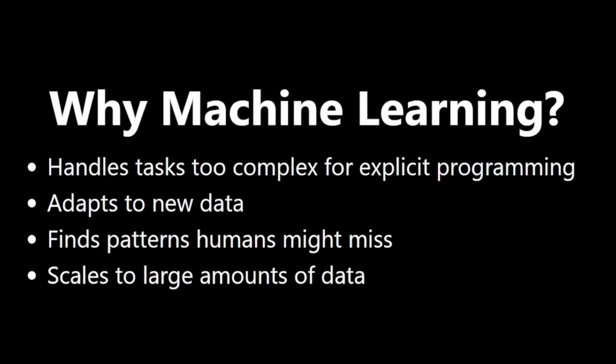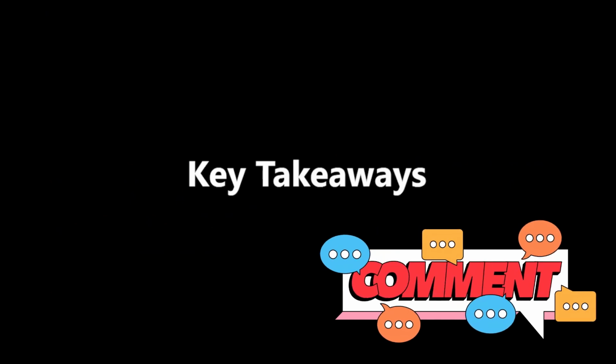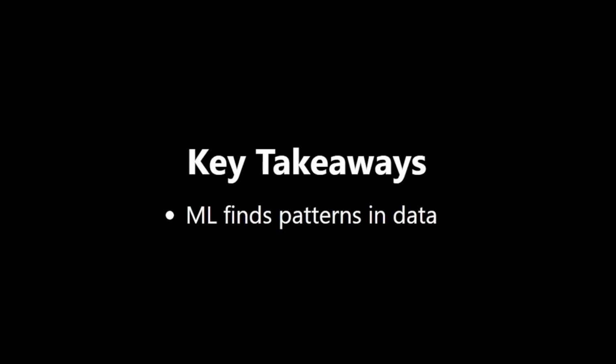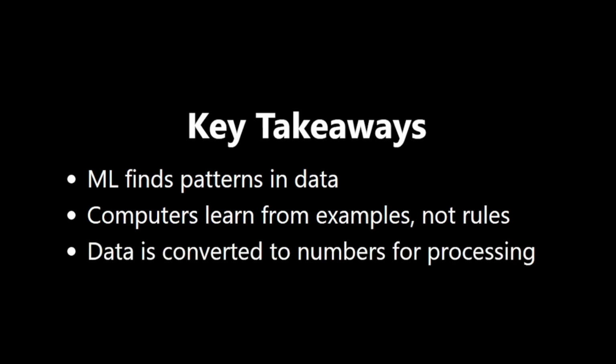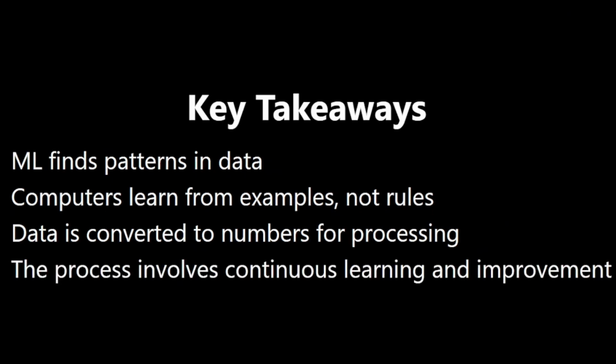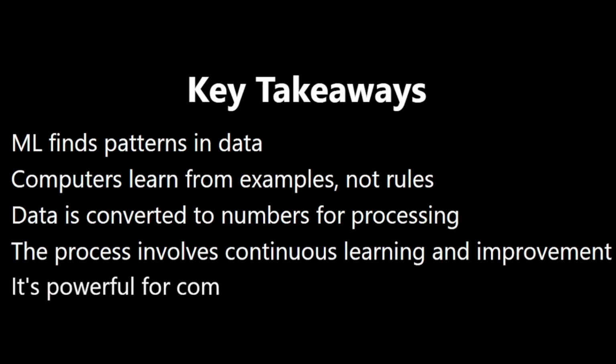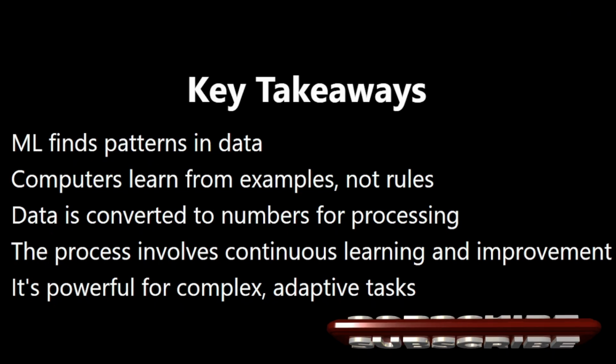Key takeaways. To wrap up, here are the key points to remember about machine learning. It's about finding patterns in data. Computers learn from examples, not explicit rules. Data is converted to numbers for processing. The process involves continuous learning and improvement. It's powerful for complex, adaptive tasks. Understanding these concepts will be crucial as we move forward in our PyTorch journey.